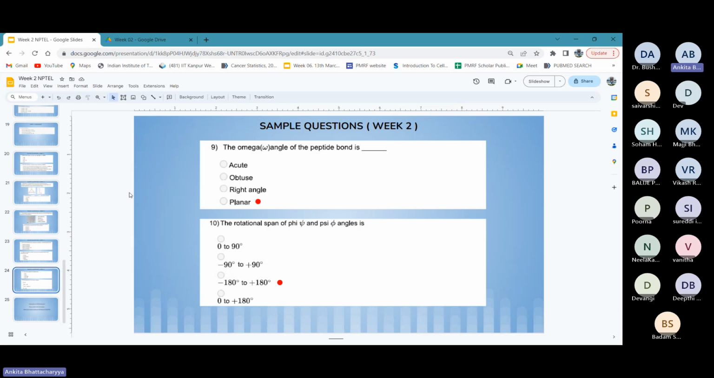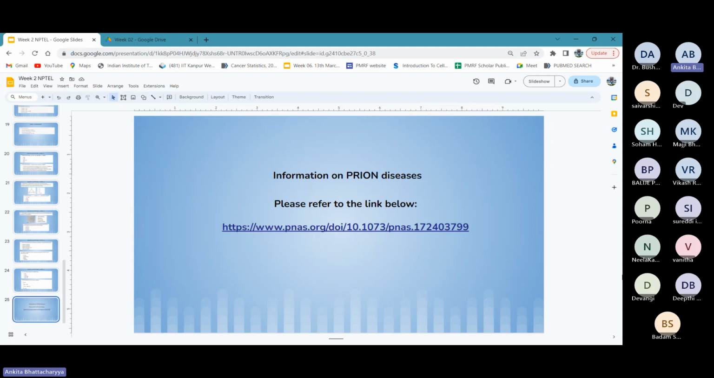So these were the sample questions for this week. If you have any questions, please do let me know. And apart from that, in this week's slides, I have also attached a link for some information on prion diseases. I think that was brought up last week regarding their transmission. So I read up a little bit on it. You can go to the same link and check it out for your own understanding as well.